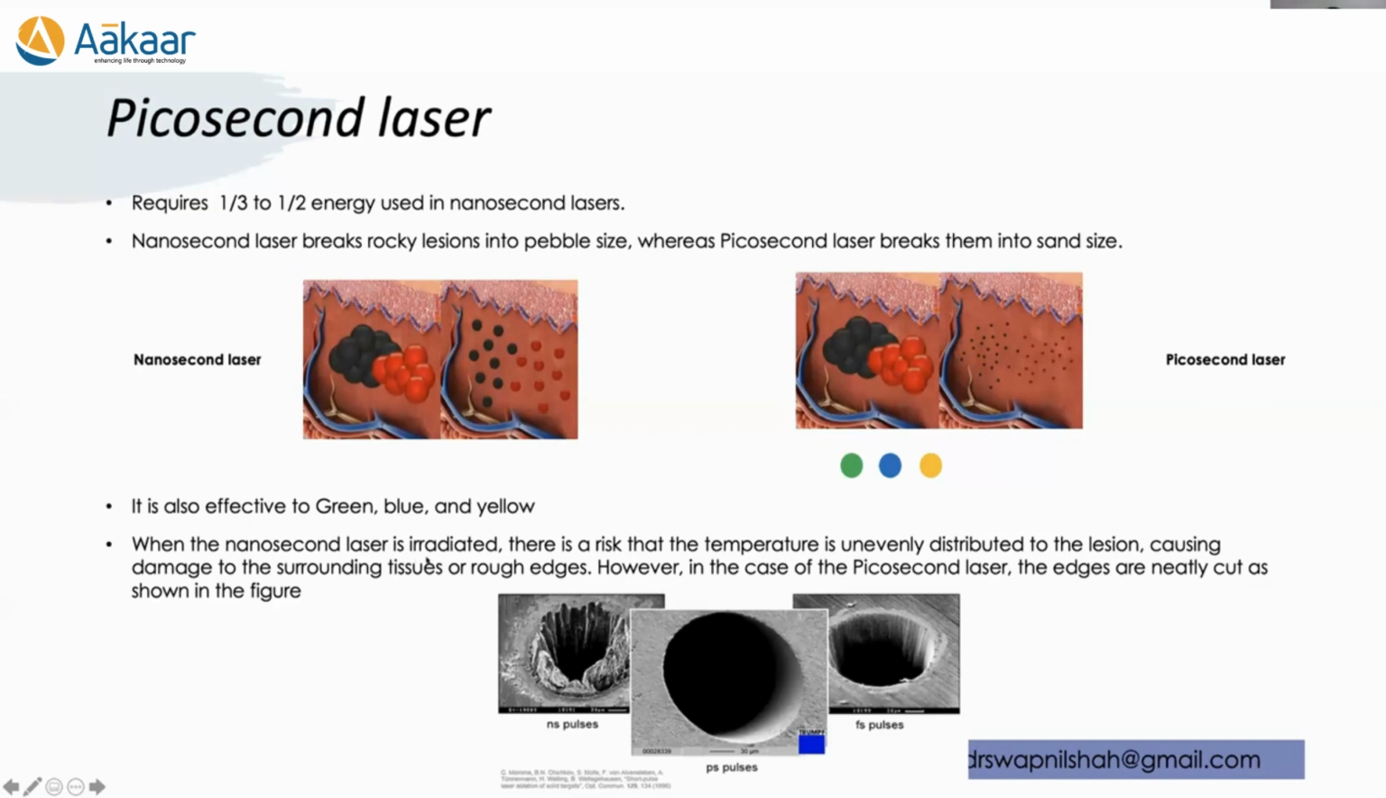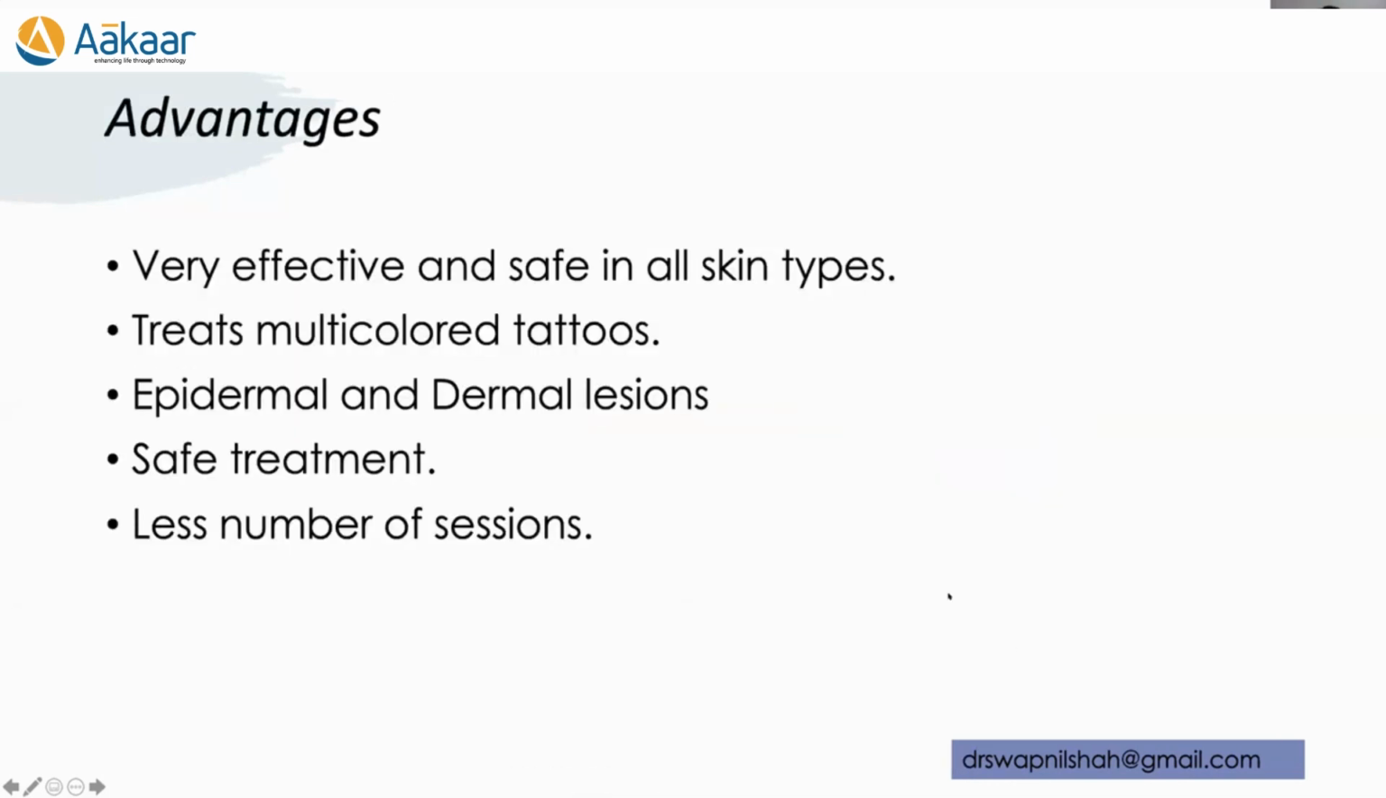When the nanosecond laser is irradiated, there is a risk that temperature is unevenly distributed, as shown in this figure. However, in the case of Pico laser, the edges are neatly cut, as you see in the figure. And if you can use a femtosecond laser, it will be still very sharp, but unfortunately, we do not have them clinically available yet.